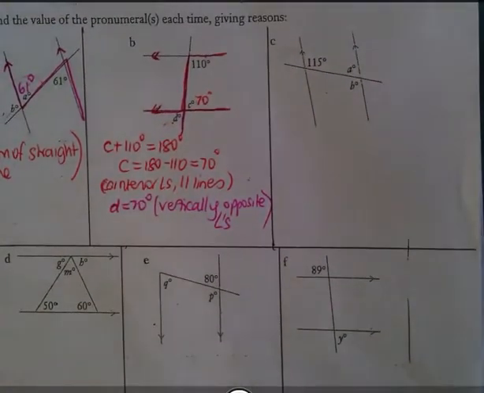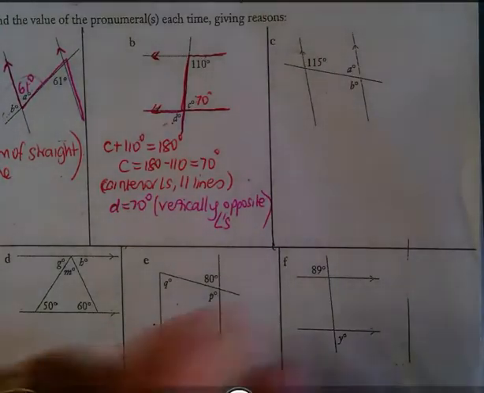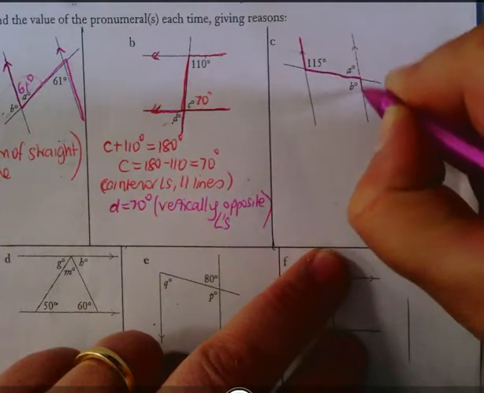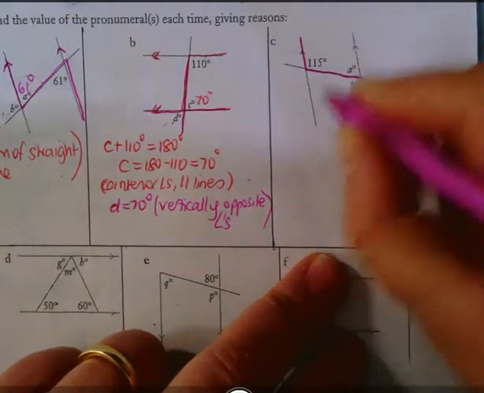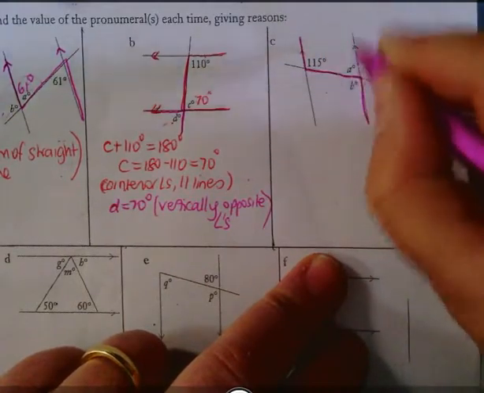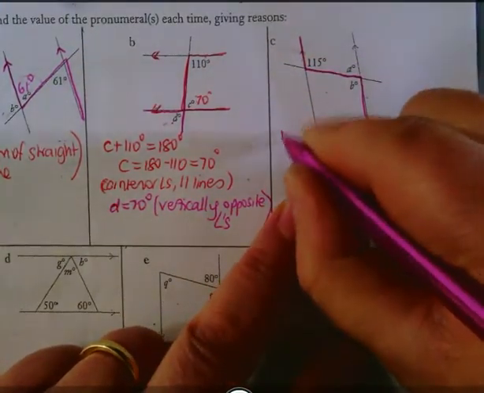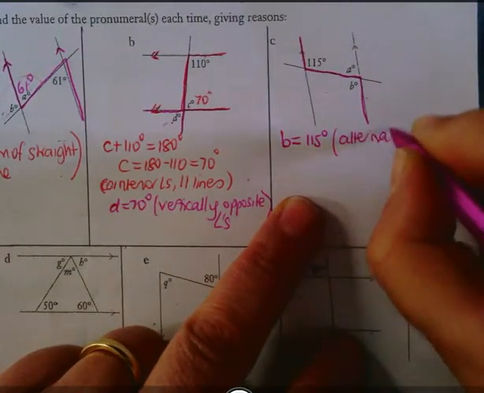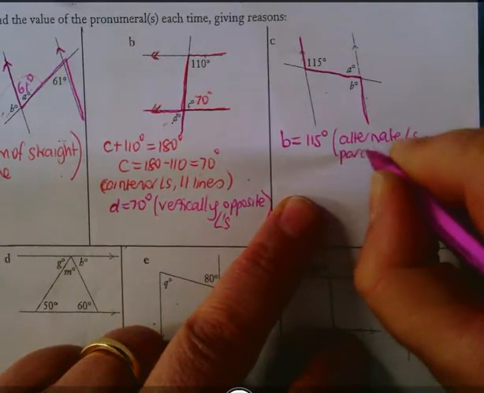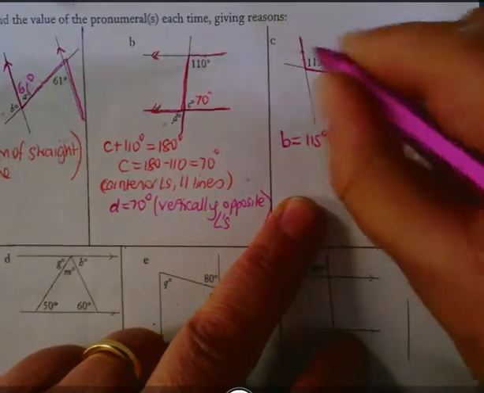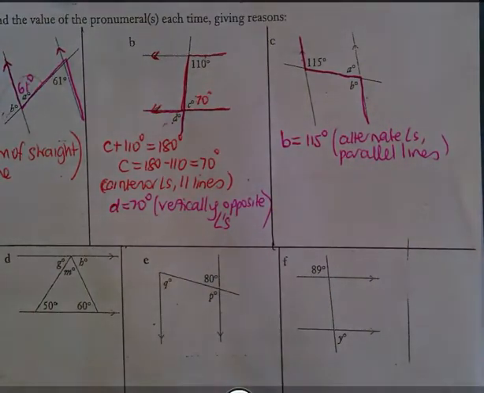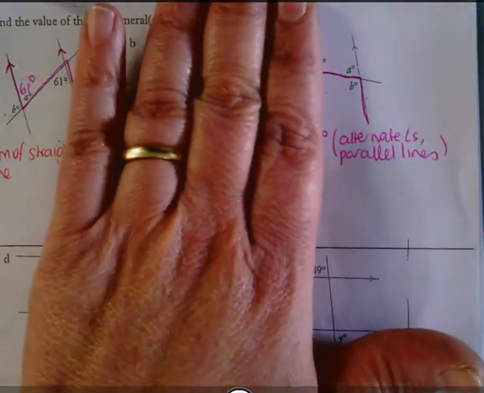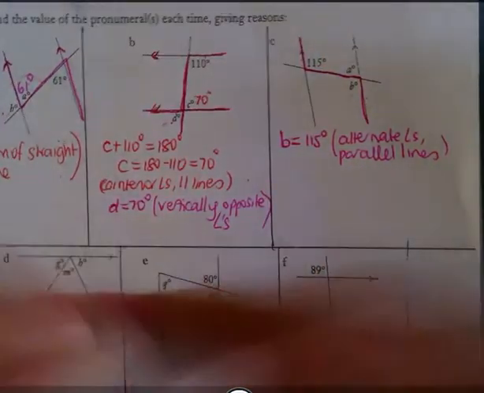Now, question C, you can do this several different ways. We can do alternate here to get B first if you want, or we could have done co-interior to get A, but I'm just going to do the alternate. So B is 115 degrees because they are alternate angles on parallel lines. So that's your Z angle, but it's an open Z. Now that you know what that is, you can see that B and A form a straight line. So we know that B is 115.